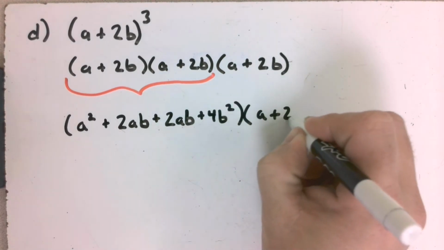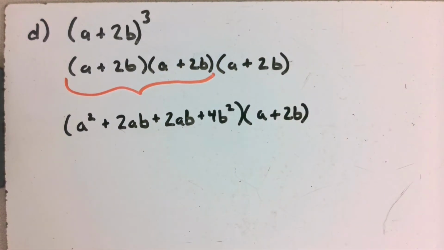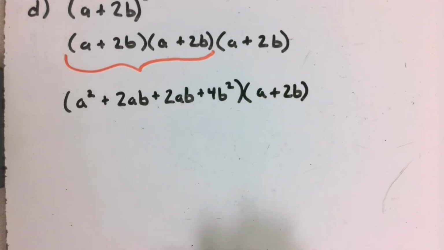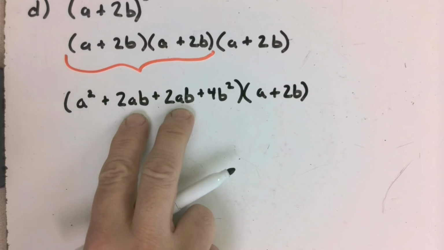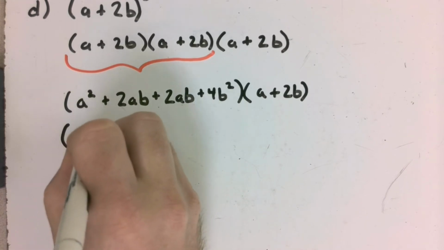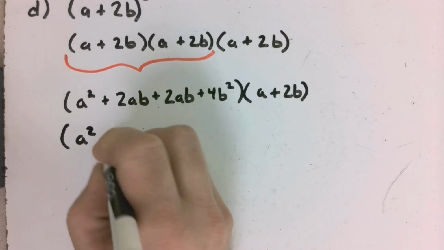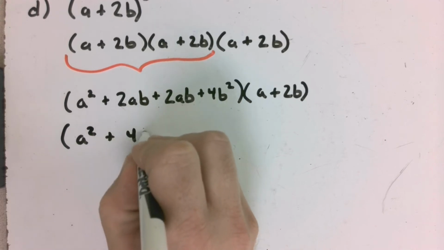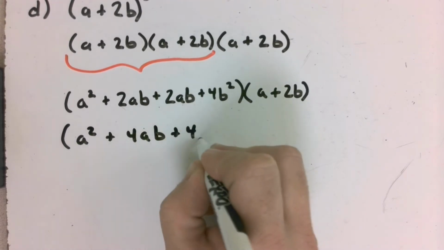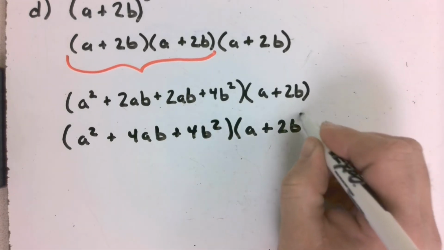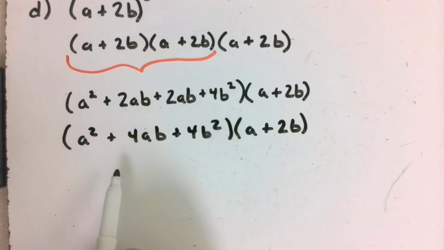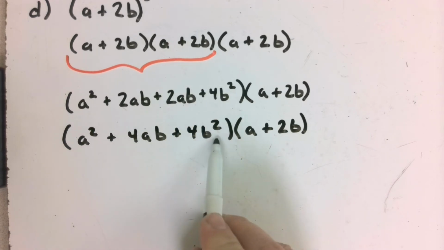We did not do anything with that last set of parentheses, so I can just copy that down. In our next step, we do want to combine these 2 like terms in the parentheses here. So we would have an a², 2ab's plus 2 more ab's would be 4ab's. And then the rest we copy down. So if we multiply those first 2 sets of parentheses together, we end up with this. And now we need to multiply by that a + 2b on the end.